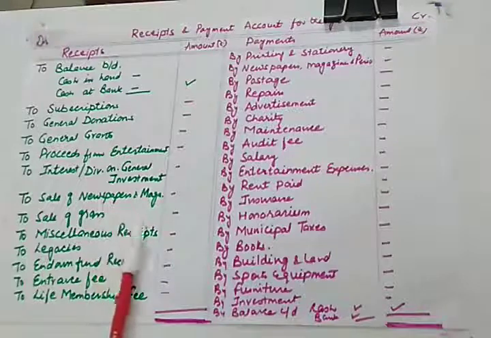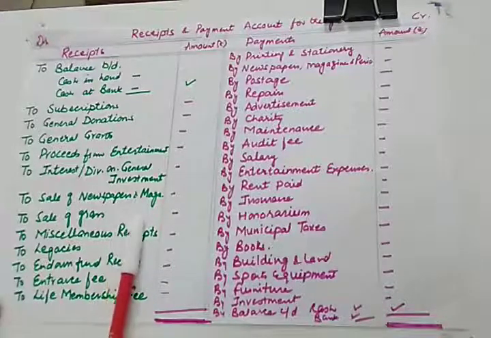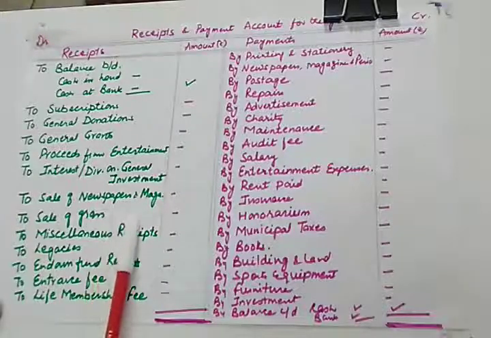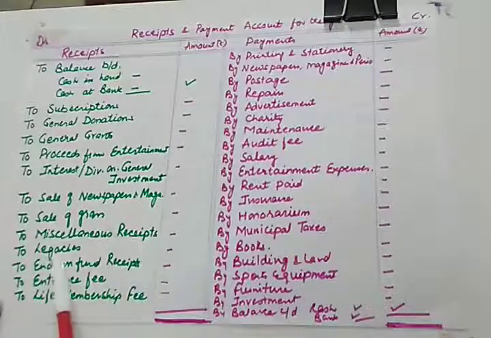Interest or dividend received on general investment, sale of newspaper, sale of grass. If you have a huge ground, then in that case we used to sell the grass. So this is applicable especially in case of sports clubs. Miscellaneous receipts, legacies.